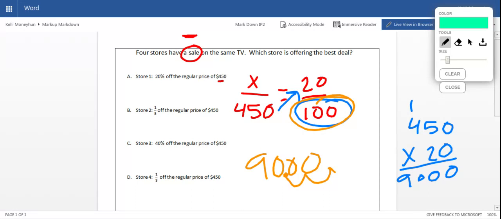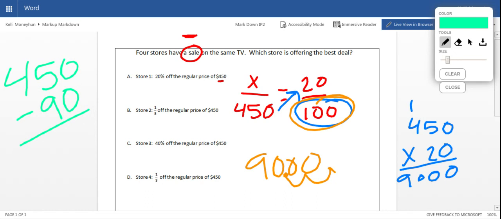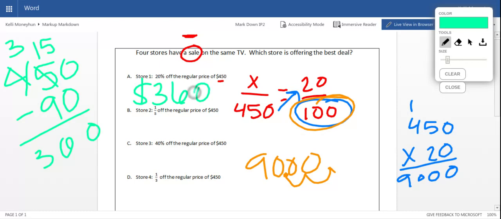The regular price is $450. Now I'm subtracting that 90. Okay, 0 minus 0 is 0. Can't take 9 from 5, so we are borrowing: 15 minus 9, 6, and then 3. So my price at store one is $360. Not bad.